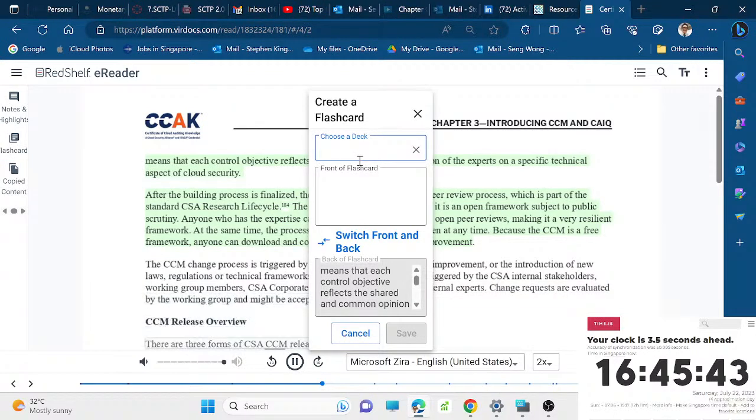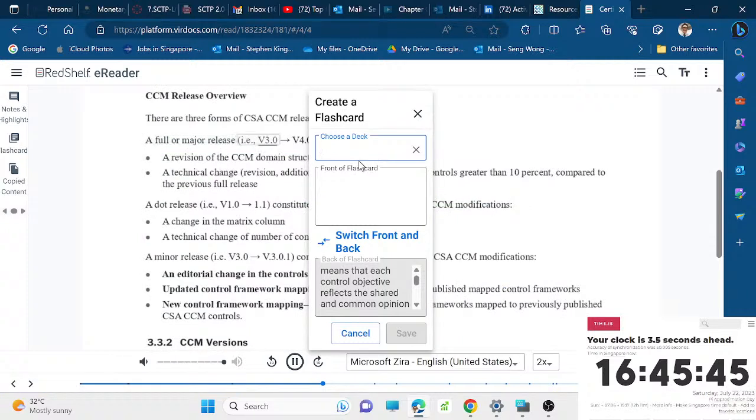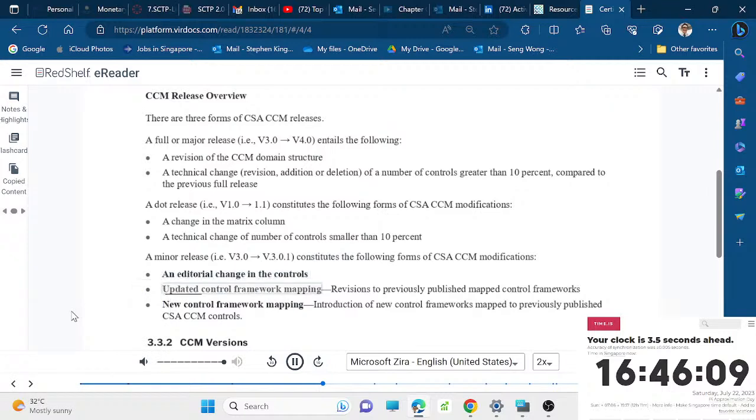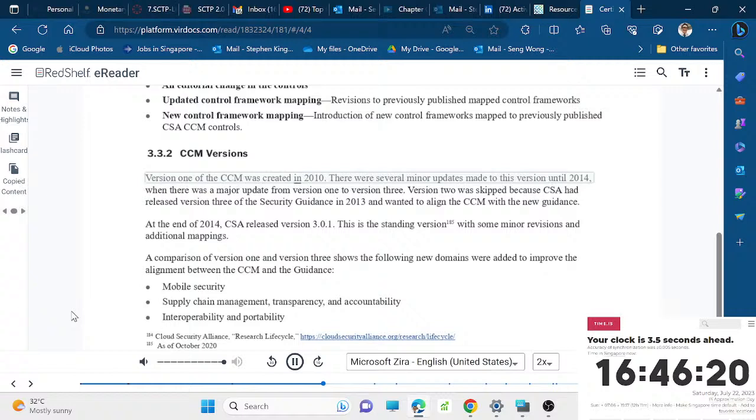CCM Release Overview. There are three forms of CSA CCM releases. A full or major release, i.e., v3.0 to v4.0, entails the following: a revision of the CCM domain structure, a technical change, revision, addition, or deletion, of a number of controls greater than 10%, compared to the previous full release. A minor release, i.e., v1.0 to v1.1, constitutes the following forms of CSA CCM modifications: a change in the matrix column, a technical change of number of controls smaller than 10%. A minor release, i.e., v3.0 to v3.0.1, constitutes the following forms of CSA CCM modifications: an editorial change in the controls, updated control framework mapping, revisions to previously published mapped control frameworks, new control framework mapping, introduction of new control frameworks mapped to previously published CSA CCM controls. 3.3.2 CCM versions. Version 1 of the CCM was created in 2010.